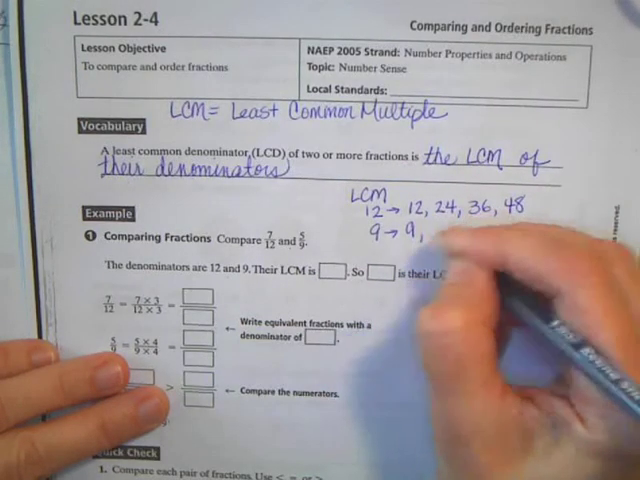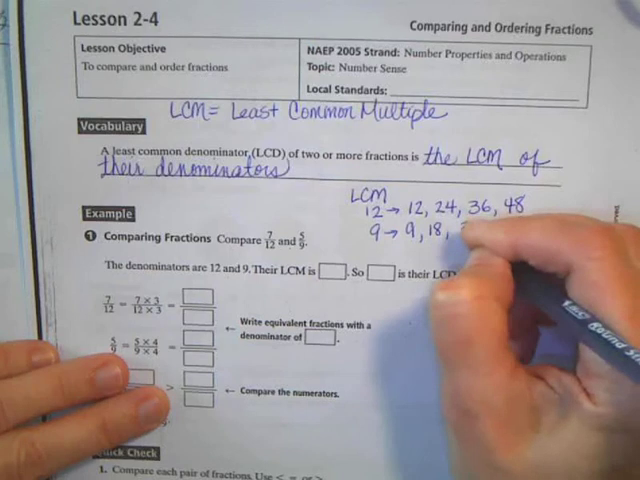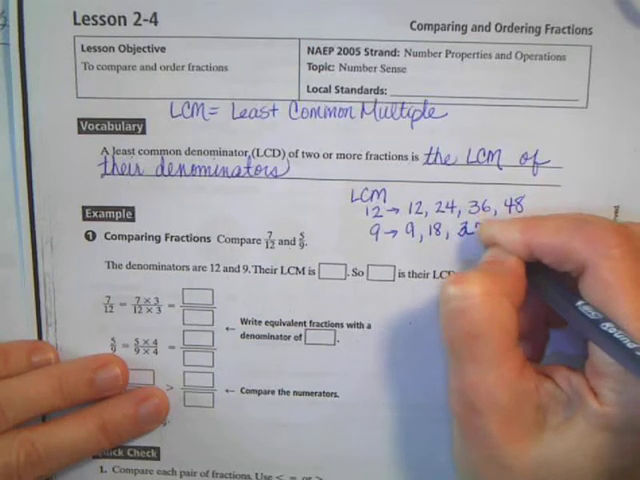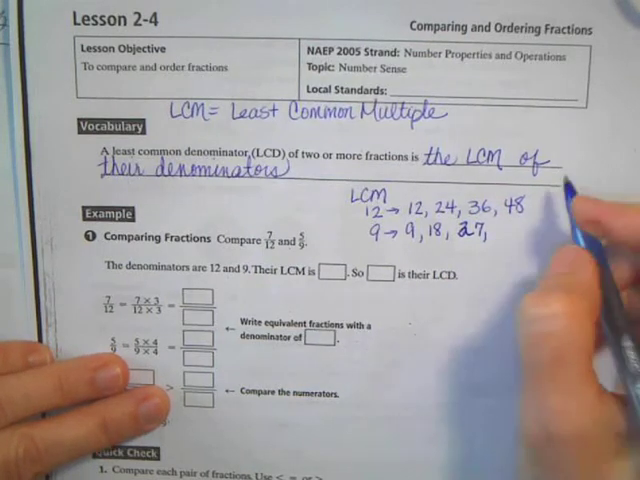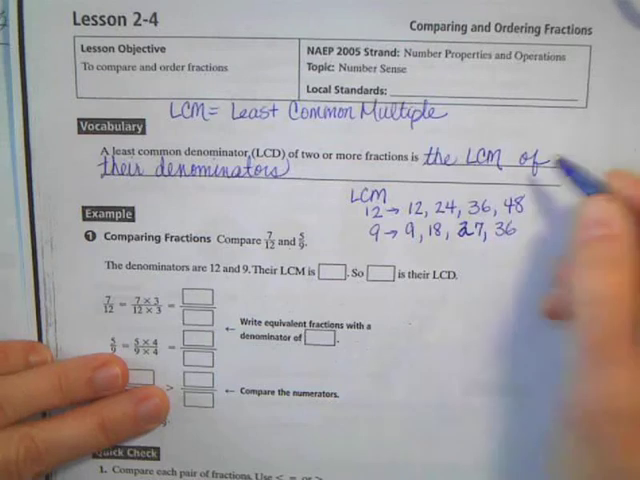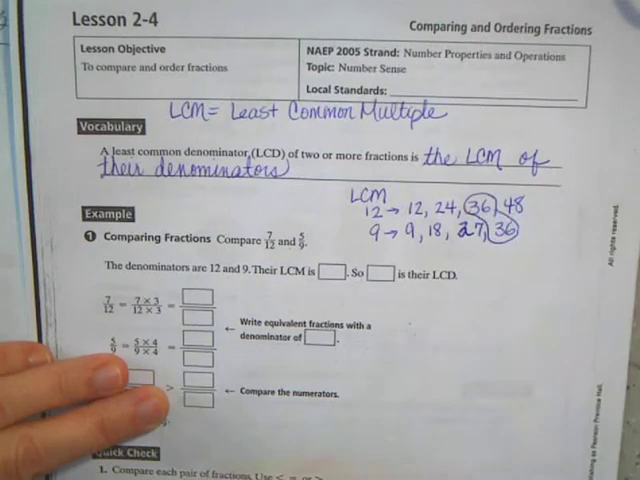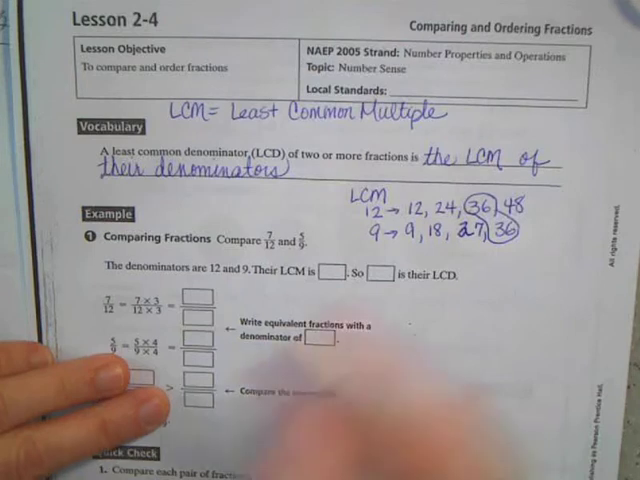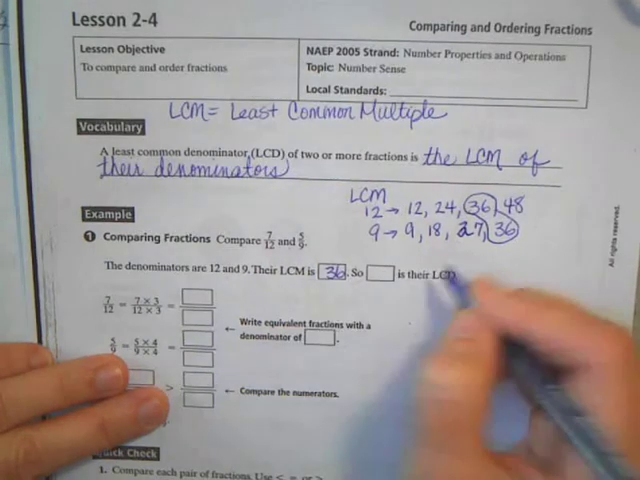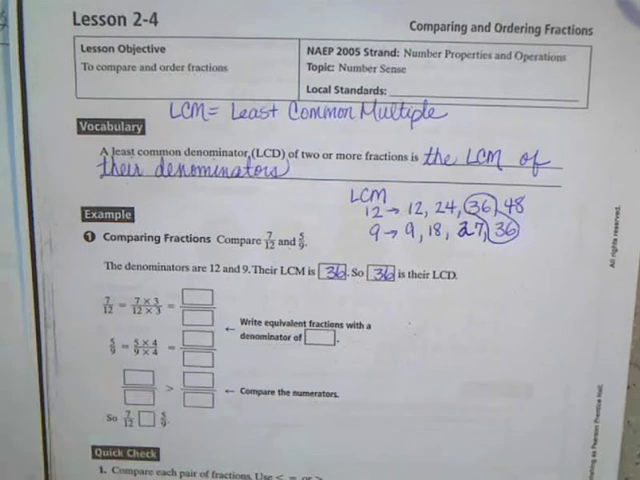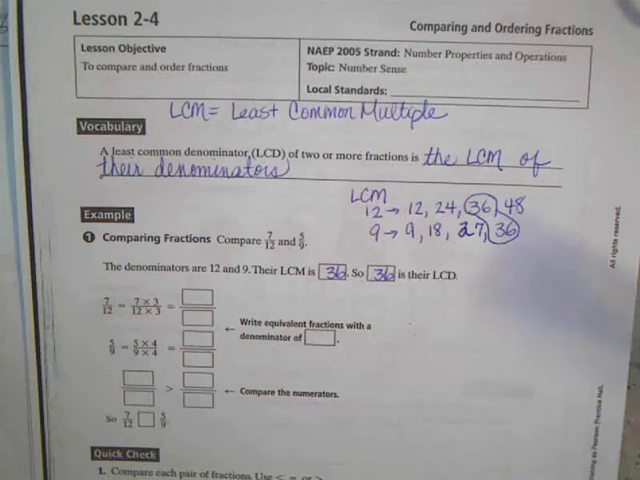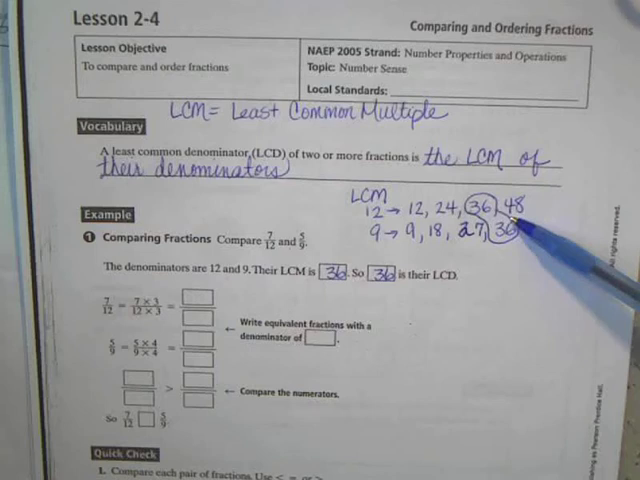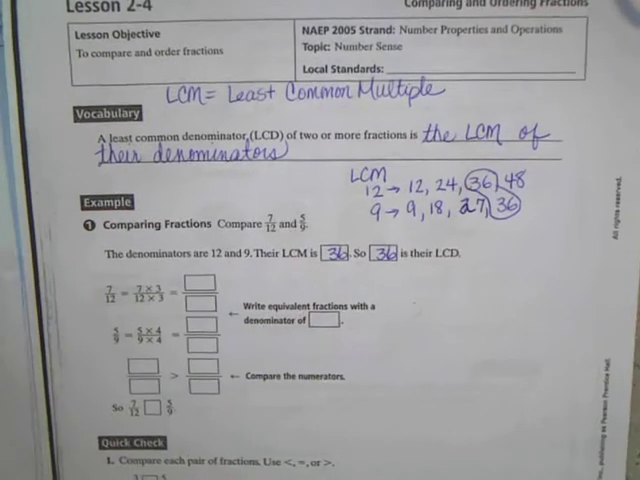9 times 1 is 9, times 2 is 18, times 3 is 27, and 4 times 9 is 36. So we see that our least common multiple of 12 and 9 is 36. That means we're going to use 36 as their least common denominator. So that's how the terms LCD and LCM are related. The LCD is simply the least common multiple of the denominators in a fraction.